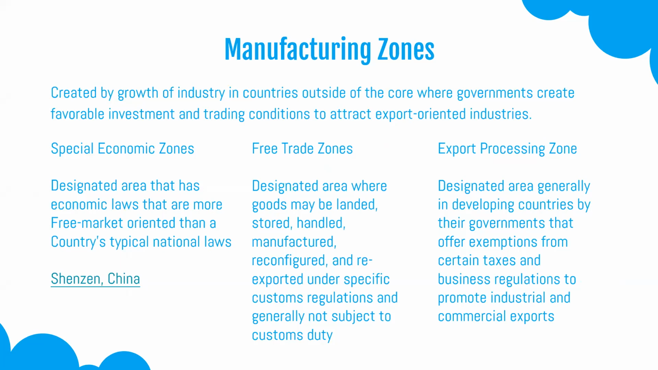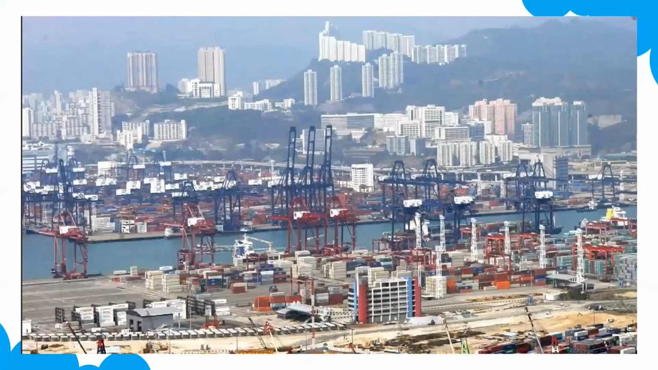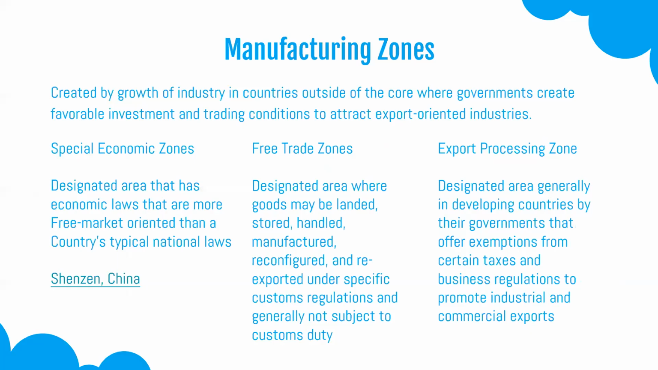Free trade zones are another type of manufacturing zone. They're usually located near ports and water. They're designated areas where goods can be landed, stored, handled, manufactured, reconfigured, and re-exported under specific customs regulations, and they're not subject to customs duties or tariffs. So Hong Kong, for example, is a free trade zone, an FTZ. No tariffs on the import or export of goods. And as you guys know, Hong Kong is right near a body of water, so that's characteristic of free trade zones.